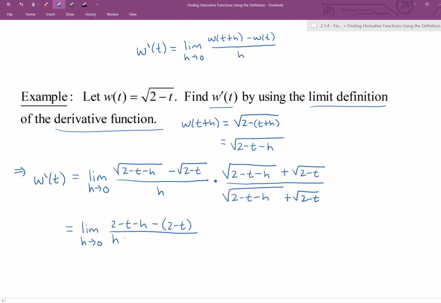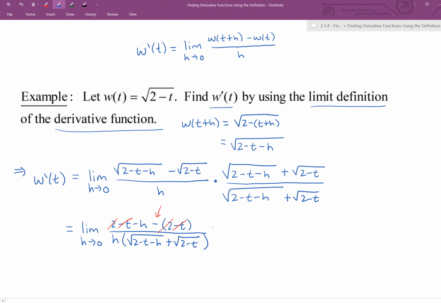All of this divided by h times that square root of 2 minus t minus h, and then plus the square root of 2 minus t. You could choose to multiply the denominator out, but there's no real reason to do that yet, because really we're trying to get that h to disappear through valid algebraic methods. Now in the numerator, notice what's going to happen. I'm going to perform this subtraction right there. 2 minus 2 is goodbye. A negative t minus a minus t, that's negative t plus t, that's goodbye.